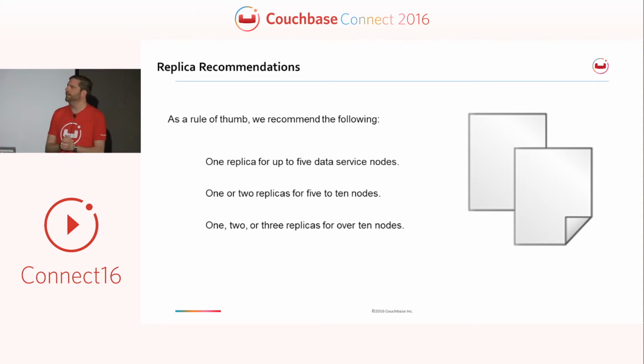Okay, and the last thing I'm going to talk about is replica recommendations. The rule of thumb that we recommend is have one replica for up to 3 nodes, up to 5 data service nodes, and then 1 or 2 replicas if you're between 5 to 10 nodes. And if you want to have 3 replicas of your data, you should really have 10 or more nodes in your cluster. Again, there's a fixed amount of system resource that's required to maintain those replicas. If you're trying to have 3 replicas with 3 nodes, it's going to overload your system if you want to get to the high performance figures that we're able to provide.